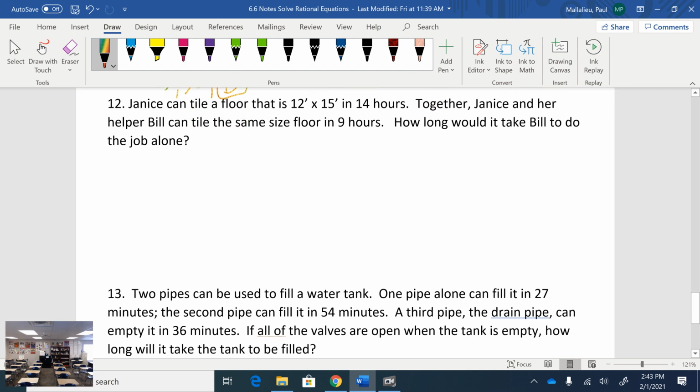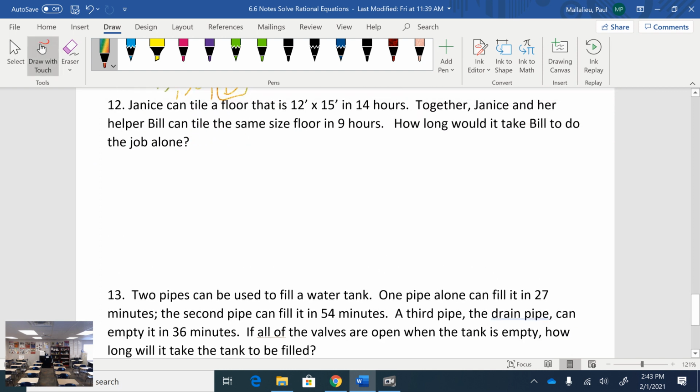All right, the next one, we still would need x over time and x over time. It's just now we have Janice can tile the floor in 14 hours. So Janice, it takes 14 hours. And then, sorry, Janice and Bill together can do the same size floor in 9 hours. So how long would it take just Bill to do the job if he was by himself?